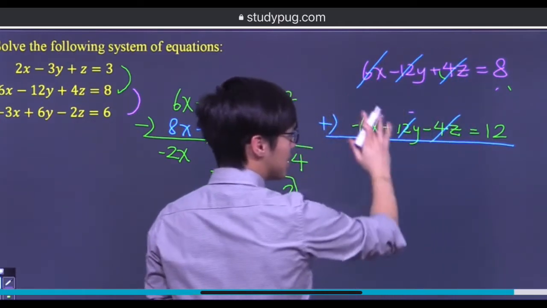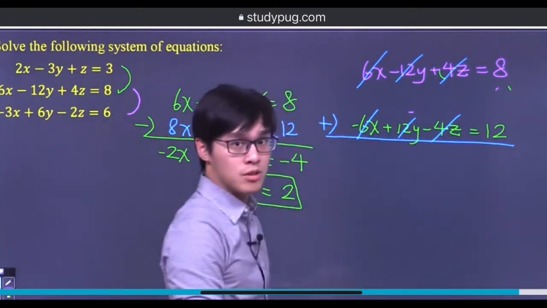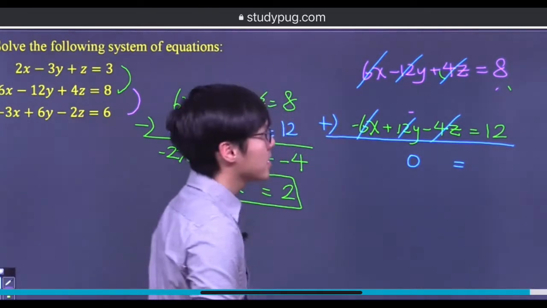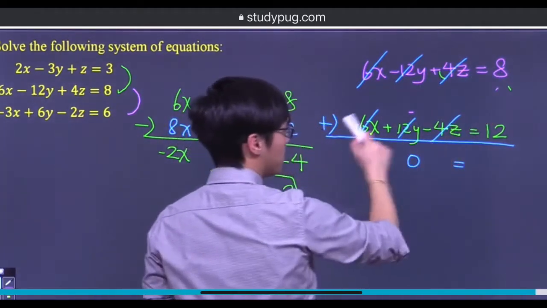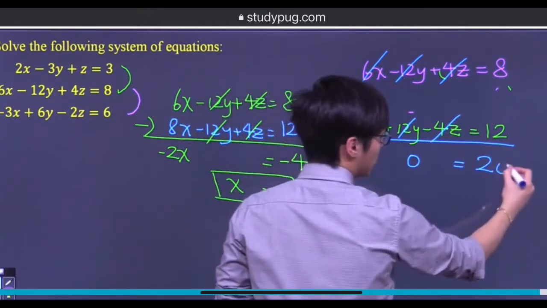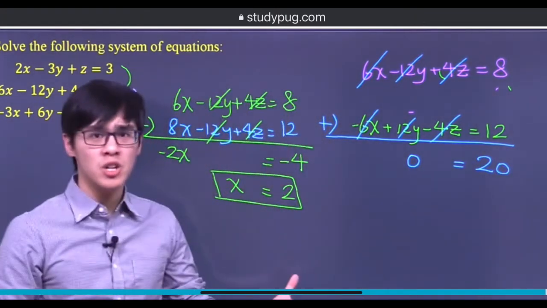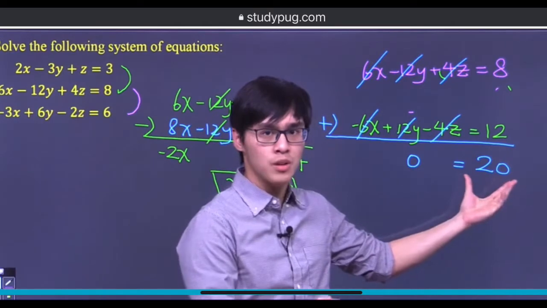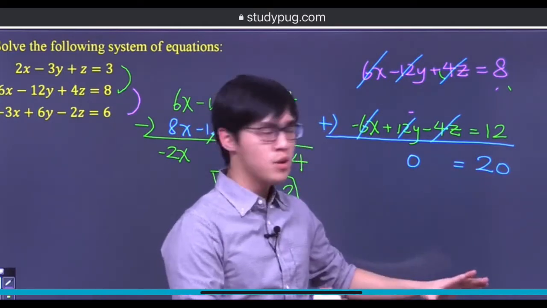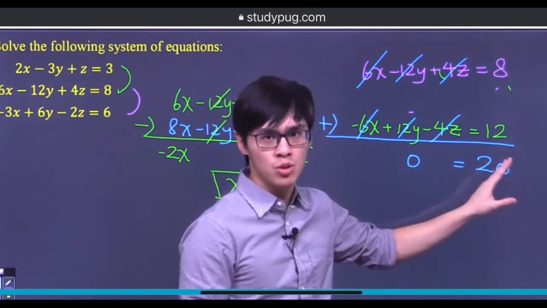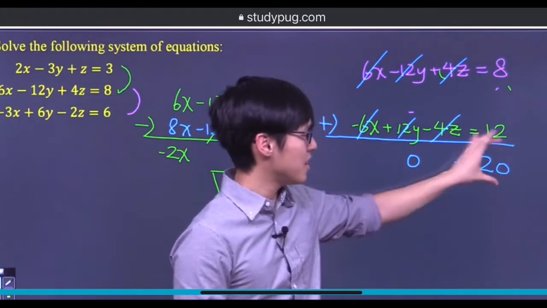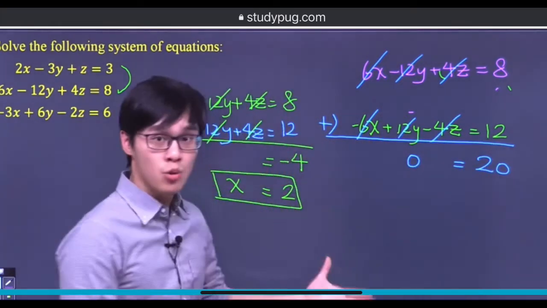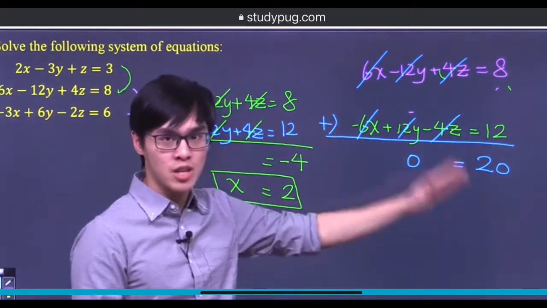So you see the left-hand side, everything got canceled out. So the left-hand side, we just have 0, okay? For the right-hand side, we have 8 plus 12, and that will equal to 20. So here's the question. Is 0 equal to 20? No. No matter what you do, 0 will never equal to 20. So if this statement can never be fulfilled, that means there is no solution, right? Because 0 can never equal to 20.